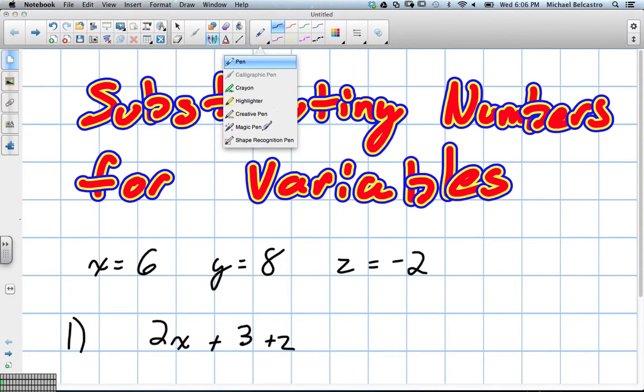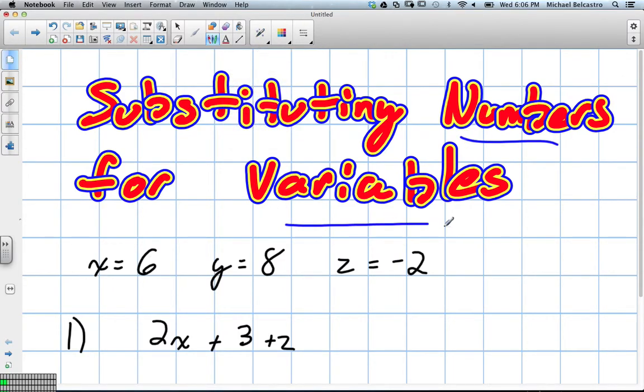So we're going to work on substituting numbers for variables. And in our first example, we have two variables. Now they've given us actually numbers to substitute for three different variables, if we're given an x, a y, or a z. Okay, and we're going to get into all of them.